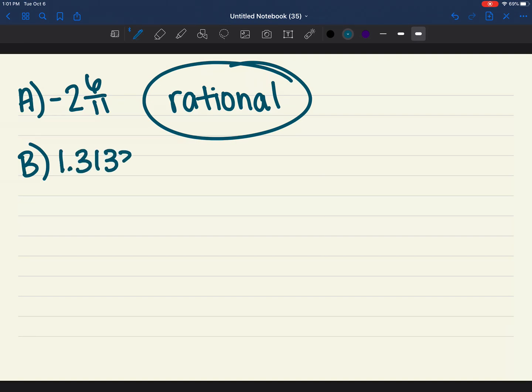Okay? All right, let's look at 1.31331333... Irrational. Okay, why is this irrational? Because it keeps going. Because it keeps going, okay?